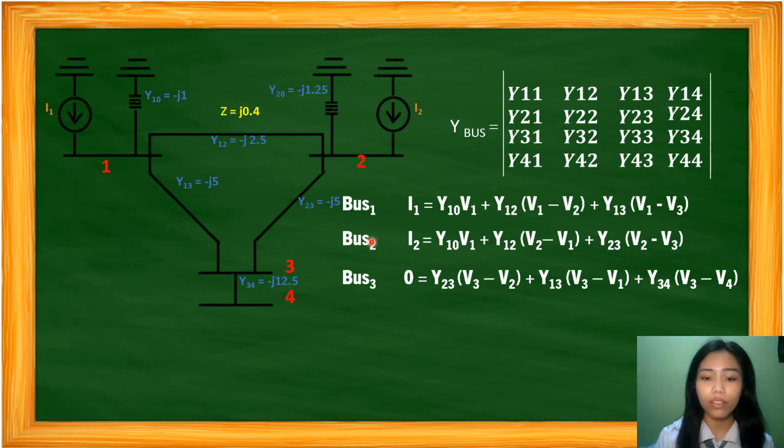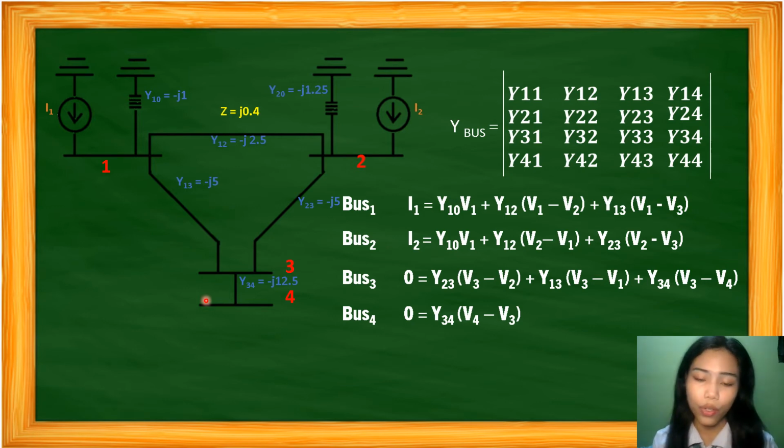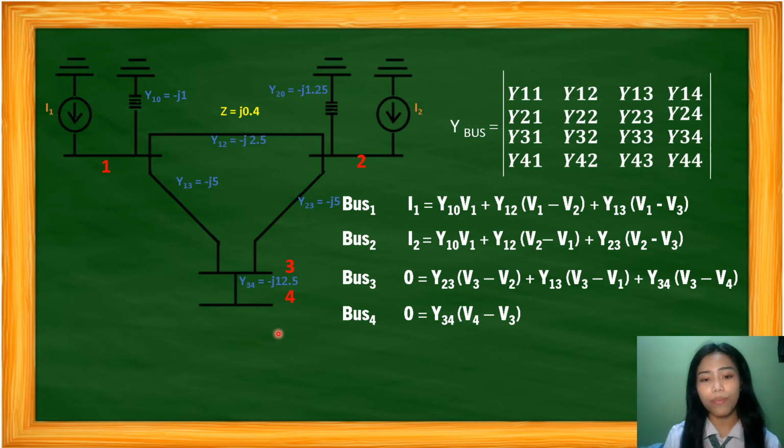we have 0 current, so 0 equals y23 times the voltage at bus 3 minus the voltage at bus 2, plus y13 times V3 minus V1, plus y34 times V3 minus V4. And lastly we have bus 4, and there's also no current flowing here, so 0 equals y34 times the voltage at bus 4 minus the voltage at bus 3.